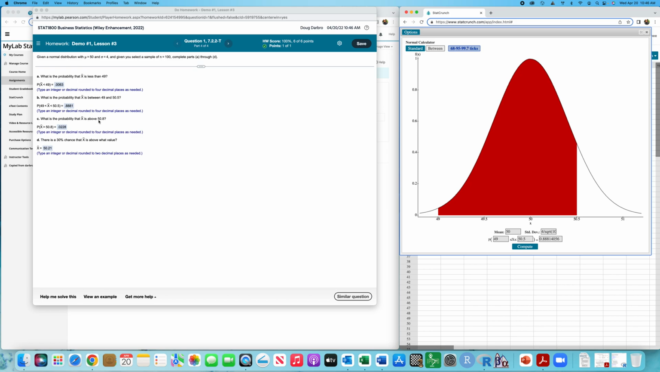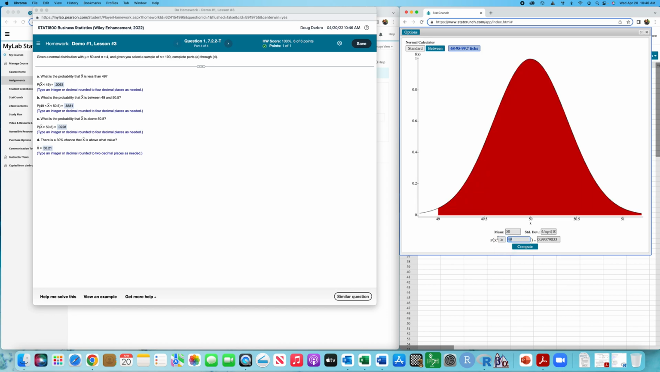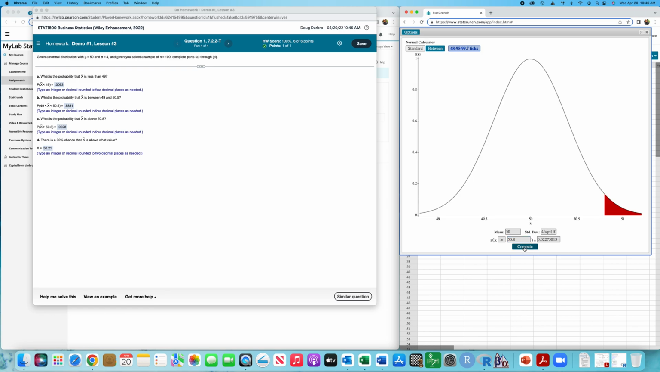What's the probability that X bar is above 50.8? So I want to go back to standard. I want to go above. And if it was my grade, when I do that, I would make sure that the mean and the standard deviation, the standard error in this case, are still the same. So they are, so I would hit compute, and you can see I get 0.0228 as I have entered.